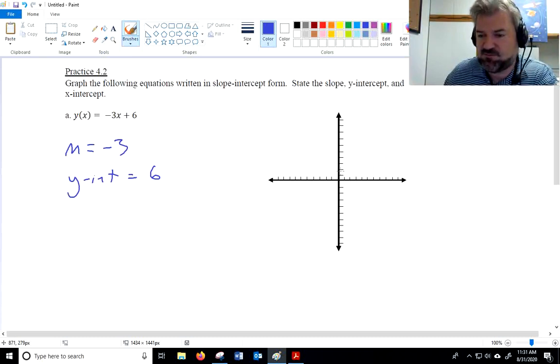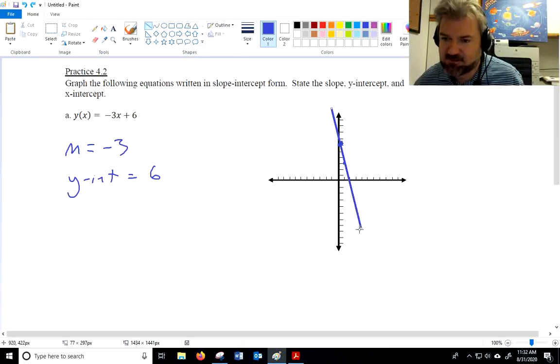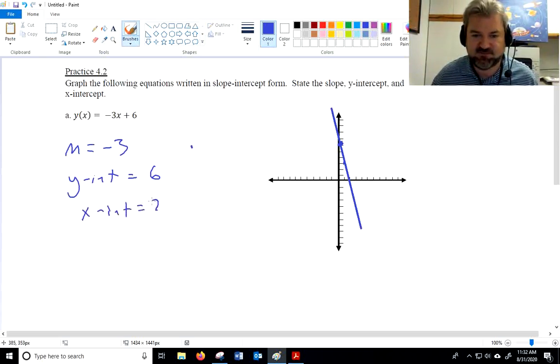All right, so 1, 2, 3, 4, 5, 6. There's the y-intercept. I'm going to go down 3 to the right 1. I'll do it one more time. Down 3 to the right 1. Because that's going to tell me my x-intercept, isn't it? Oh, I can't do this. All right, let me grab my line tool. There we go. So we have a y-intercept at 6, and it looks like an x-intercept of 2. -3 times 2 is -6, plus 6 is 0. So I'd say that one's done.